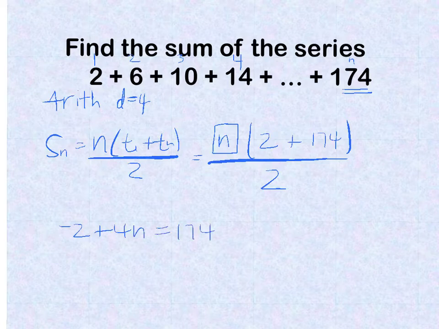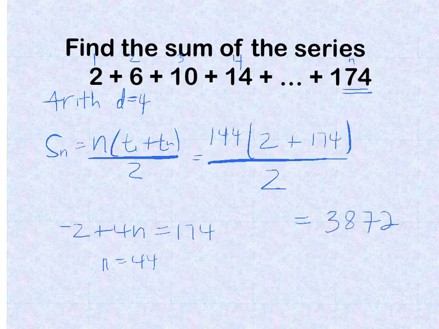So if I set that equal to 174 and solve for n, I find out that it's my 44th term, which means I can get rid of this. And I know that this needs to be 44 in here. And then we found everything we need. So again, very straightforward. It was just one extra step from the geometric. And your final answer here is going to end up being 3,872 is the sum.